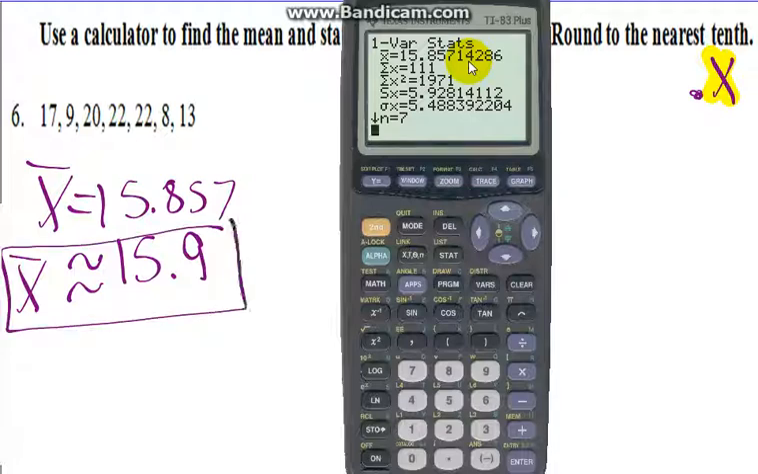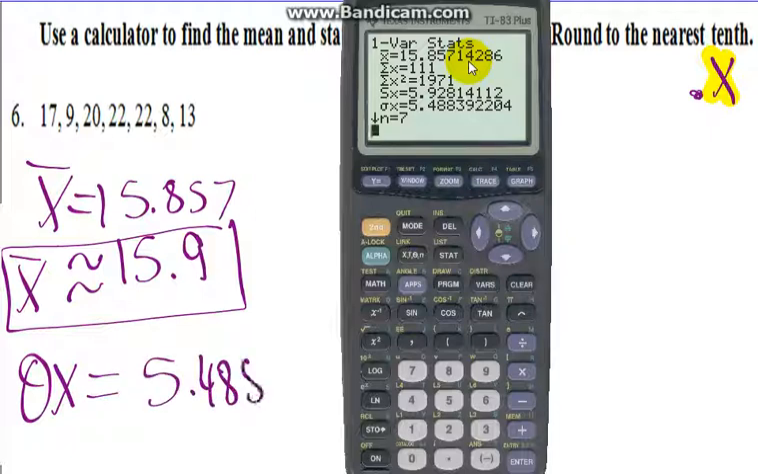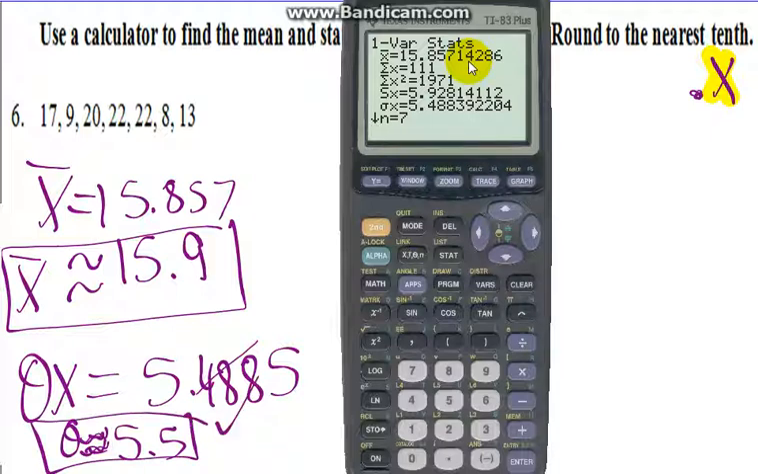So there's my mean, and my standard deviation is the sigma x down there next to the last line, which is equal to 5.488. Well, to round to 1 decimal place, it's going to have to go to 5.5. So sigma, or standard deviation, is about 5.5. We want to change those equal signs. So there you go. There's your 2 answers.